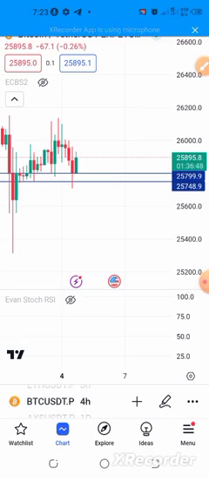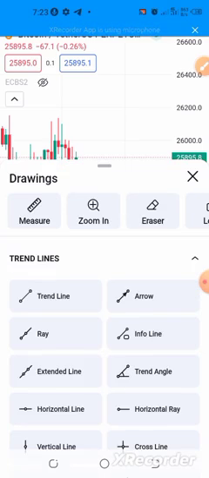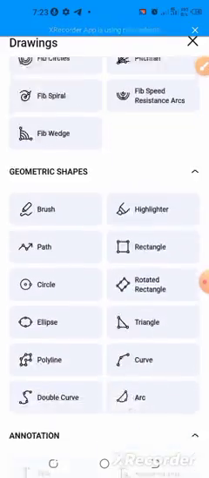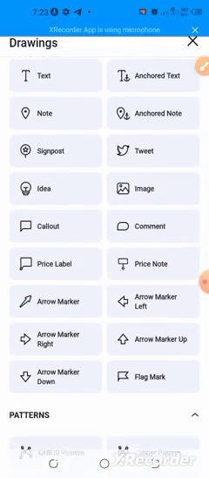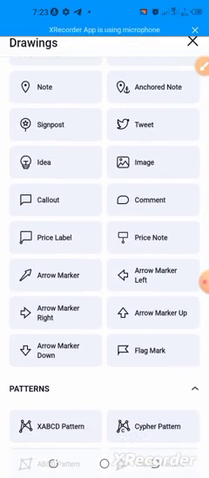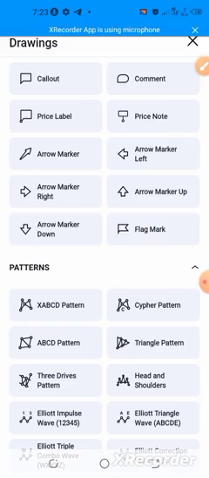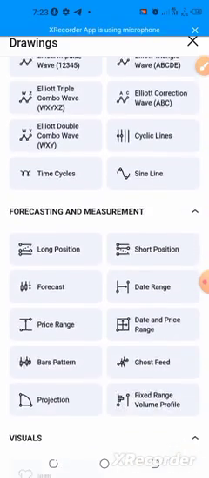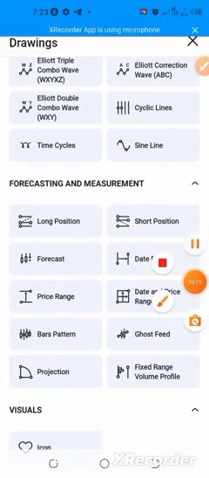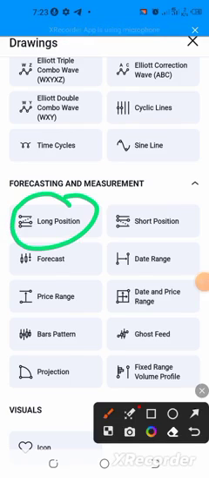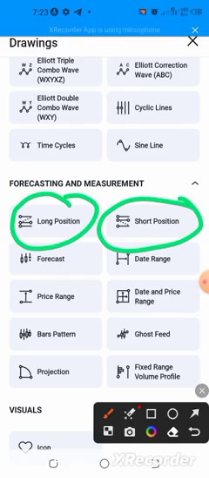Now, let me show you something. While the trade was going on, I quickly came to this place. Look at this. You see, this is for long position. This is for short position. I'm going to use this to explain.